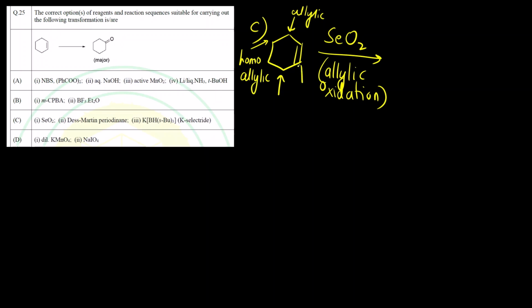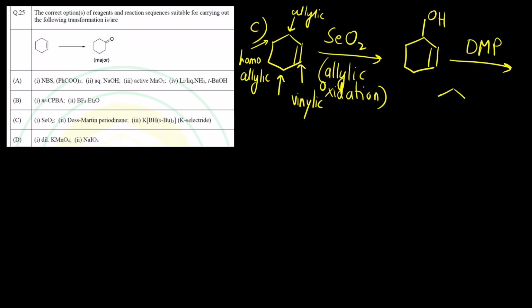Okay, and the carbon forming the double bond, that is the vinylic position. So oxidation at the allylic position, what will it form? It will form allylic alcohol. Okay, and then there is DMP. What is DMP? DMP is also an oxidizing agent. It will convert the secondary alcohol to ketone.